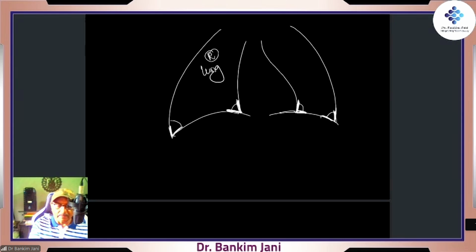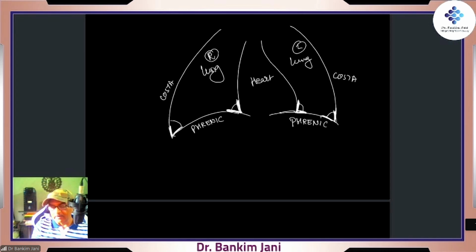Right lung, left lung, heart. And this is the diaphragm. Another name of diaphragm is phrenic. And these are costas. Costa means rib. Right? So now we need to name the angle. This is the angle which is formed by the ribs and the diaphragm. So we'll call it the costophrenic angle.